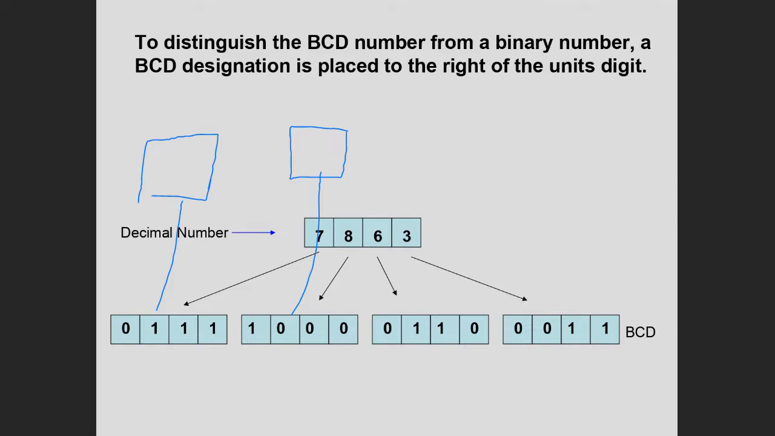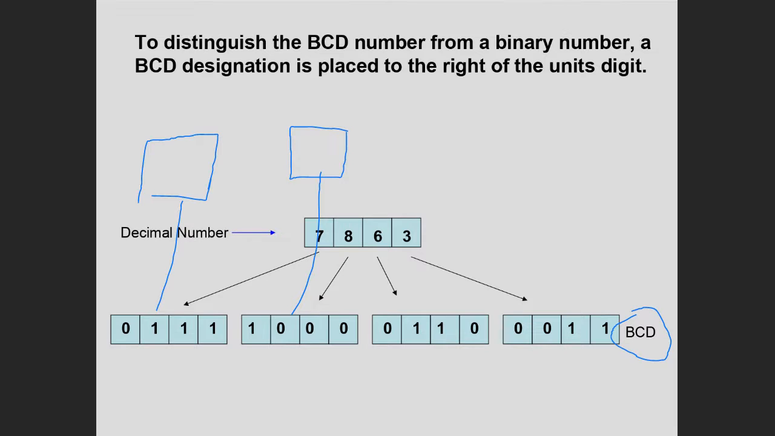Now you'll notice over here, we didn't subscript this with a base 2 because it's not base 2. It's not a weighted number system. It's not the binary weighted number system. It's an actual code that we put together. We put these individual binary numbers together to get the BCD code. So you can't subscript that with a base 2.